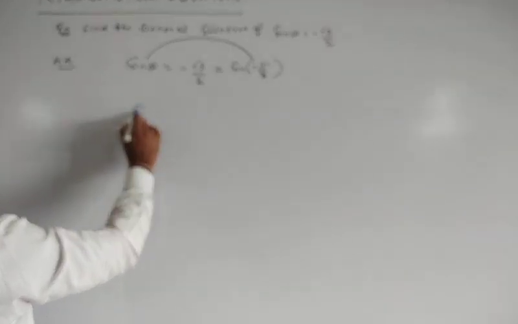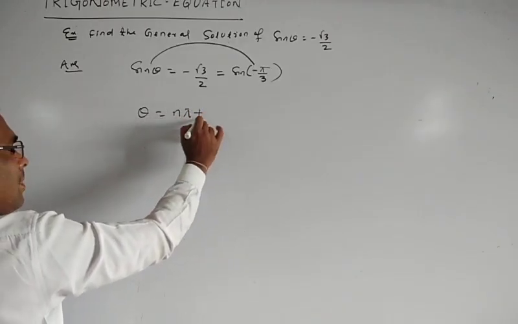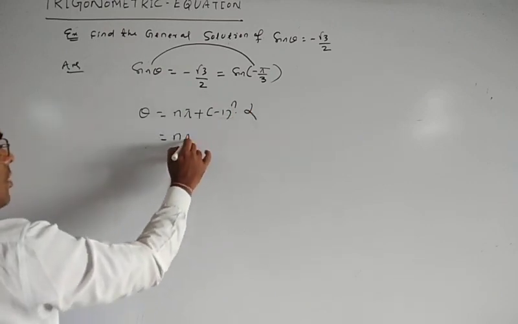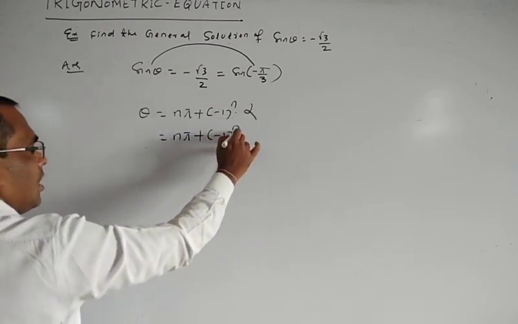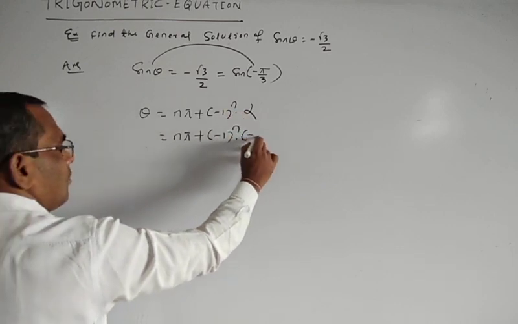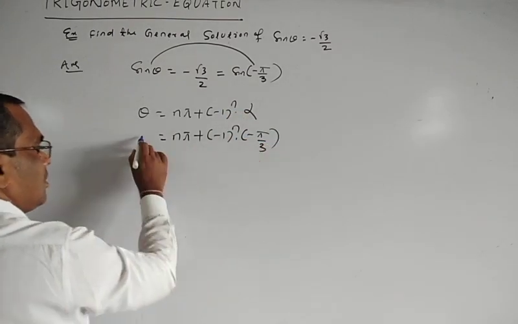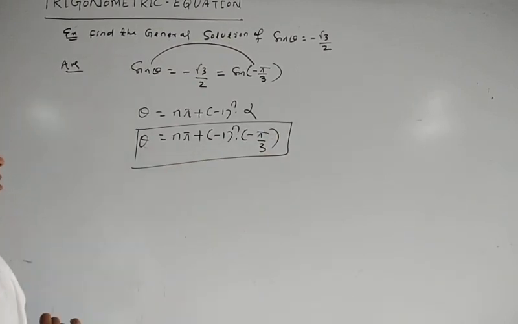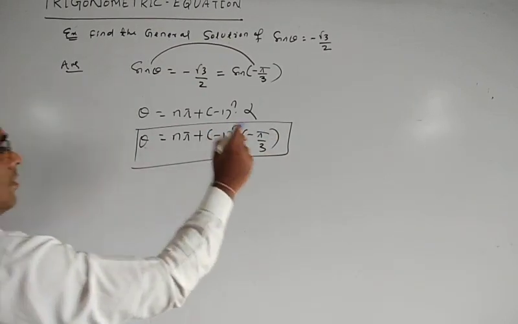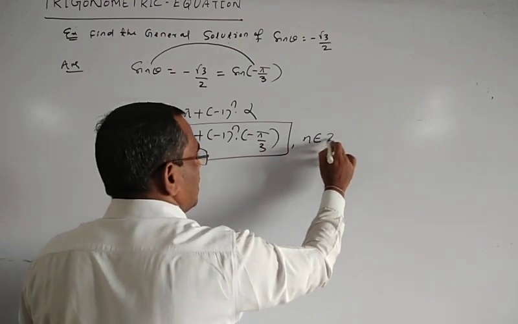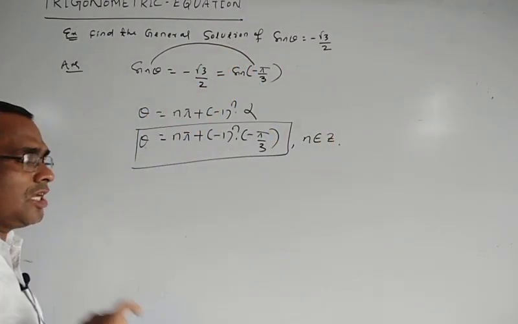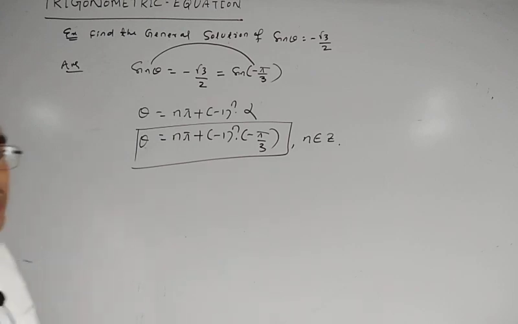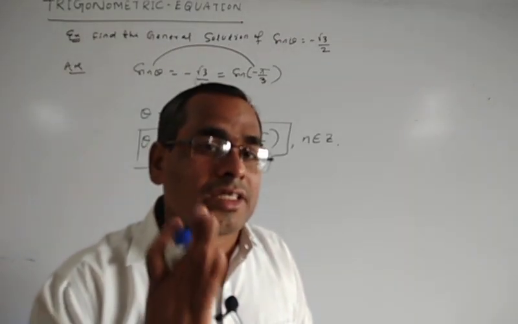So the formula is theta is equal to n pi plus minus 1 to the power n into alpha, and alpha is equal to minus pi by 3. So theta is equal to n pi plus minus 1 to the power n into minus pi by 3, where n belongs to Z. This is the solution and this solution is known as a general solution. In this way you have to find the general solution.